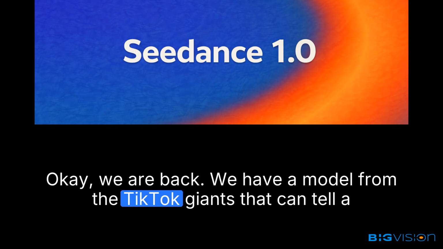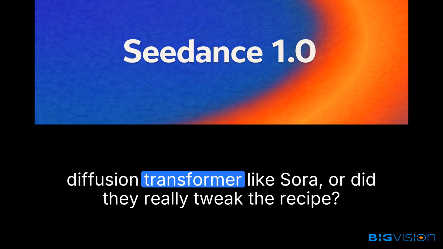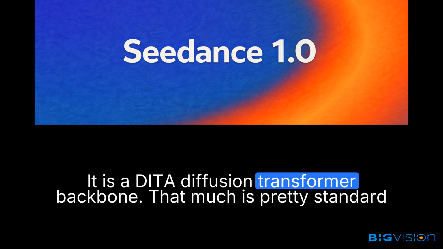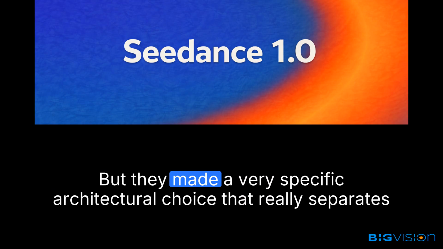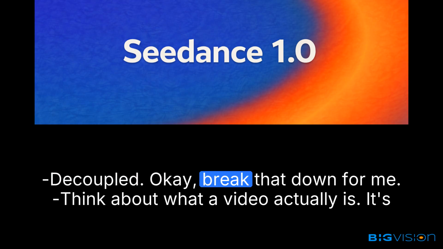Okay, we are back. We have a model from the TikTok giants that can tell a consistent visual story. So I have to know how it works. Is this just a standard diffusion transformer like Sora, or do they really tweak the recipe? It is a DiT diffusion transformer backbone. That much is pretty standard right now. But they made a very specific architectural choice that really separates them from the pack. They use decoupled spatial and temporal layers. Decoupled. Okay, break that down for me.